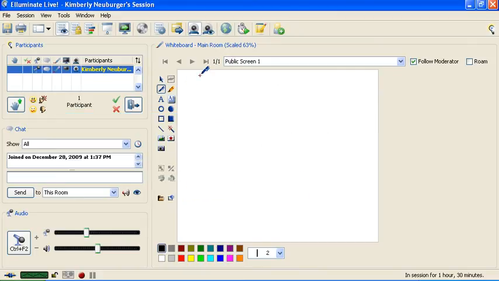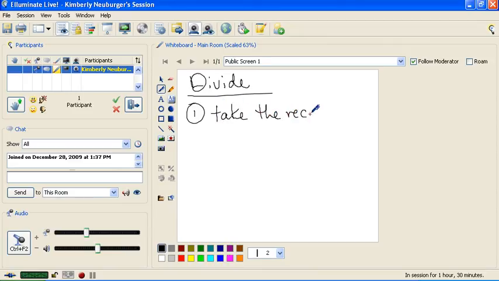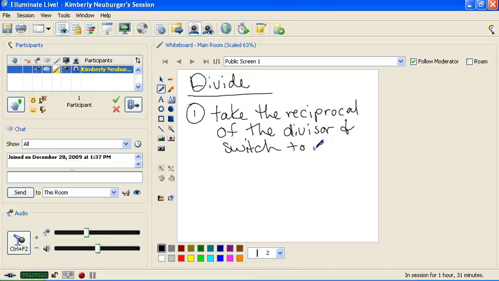If you can multiply, you can divide. Because the first step that you want to do when you divide is to take the reciprocal of the divisor and switch to multiply. And then you just multiply, which we just learned how to do. So if you know how to multiply, you basically can divide.